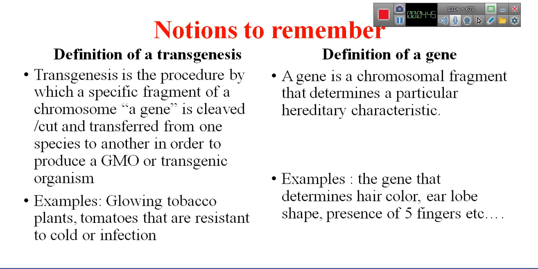Or some type of tomatoes which are actually ripened, but unfortunately because their texture is very soft, it prevents customers from eating them at the proper time. We have been able to produce tomatoes that are very resistant to cold and infection, and in this sense, they become very significant for the economy. However, to understand better the definition of a gene, the gene is simply a chromosomal fragment that determines a particular hereditary trait, like the eye color, the hair color, or the earlobe, whether free or attached, and the presence of 5 fingers, because some individuals may have 6 fingers.